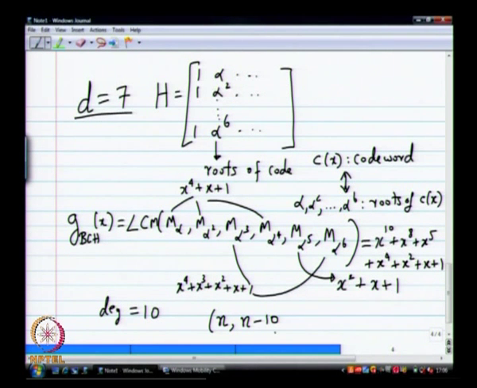15, 15 minus 10, and then what about minimum distance? What do I know it is equal to? 7, because there is the weight 7 code word. So, this guy is the weight 7 code word, right. Okay, happy. So, specifically if you pick n equals 15, you would get a 15 comma 5 comma 7 code.